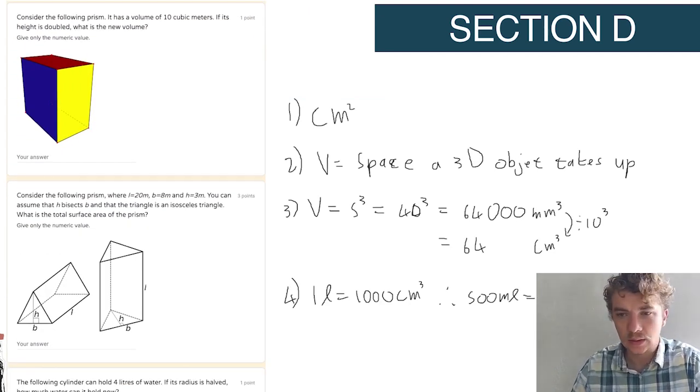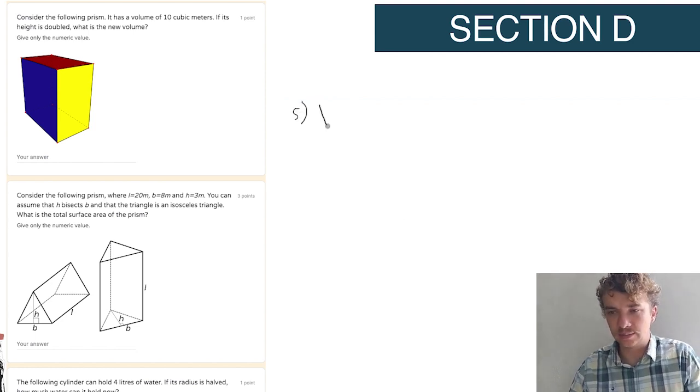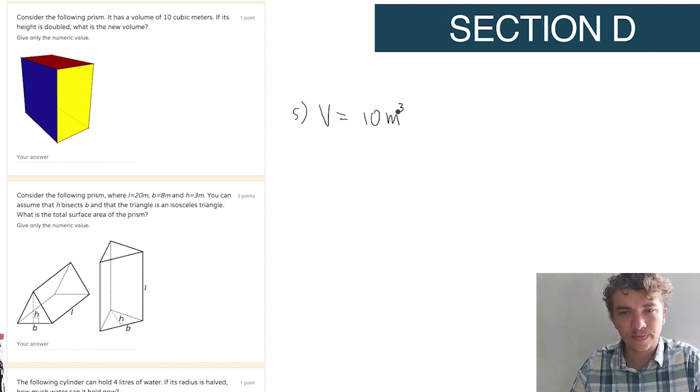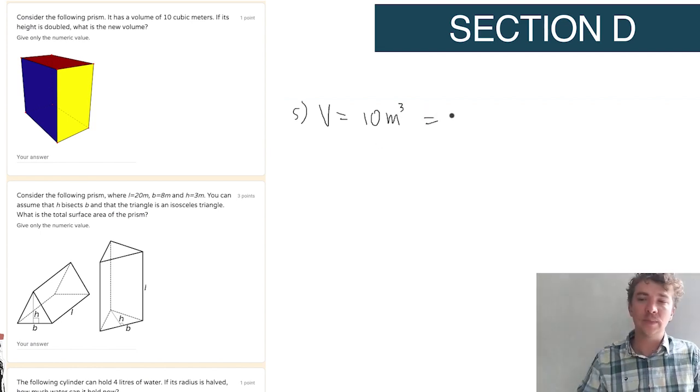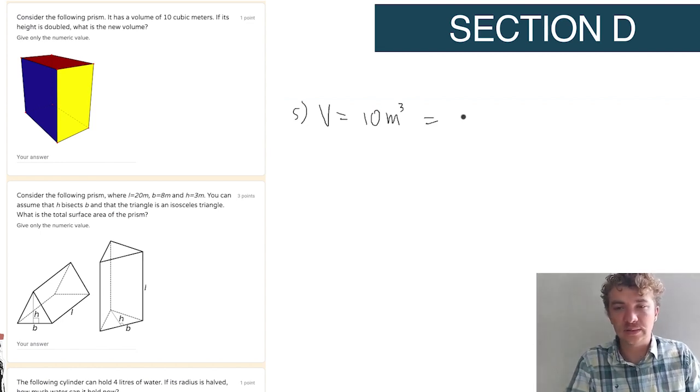Next question. Consider the following prism. If it has a volume of 10 cubic meters, so we know that its volume is currently 10 cubic meters, then if its height is doubled, what is the new volume? Okay, so it tells us that it's some prism. So what you need to know about a prism is that the volume of a prism is equal to the area of the base times its height.